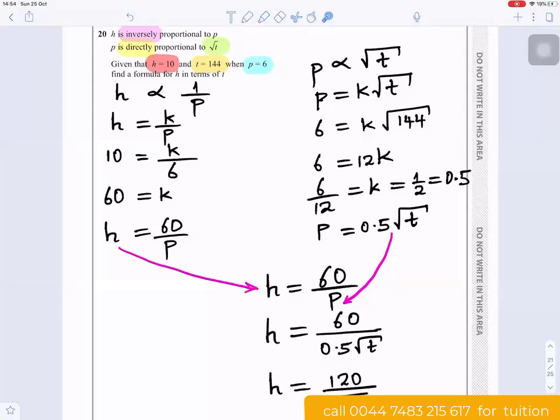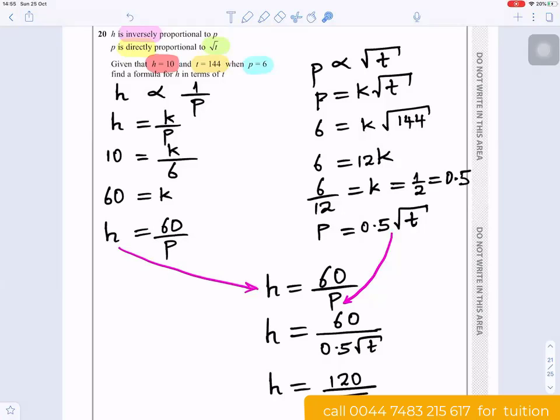So let's start with the first one at the top. H is inversely proportional to p. That's how you write it: h is inversely proportional to 1 over p. Replace the proportional sign with equals and k. So h is equal to k divided by p. Sub in the numbers. When h is 10, p is 6. Sub in 6 for p and 10 for h, and you can work out k. 10 times 6 is 60, so k is 60. If k is 60, you can write the equation as h equals 60 over p for that first part.